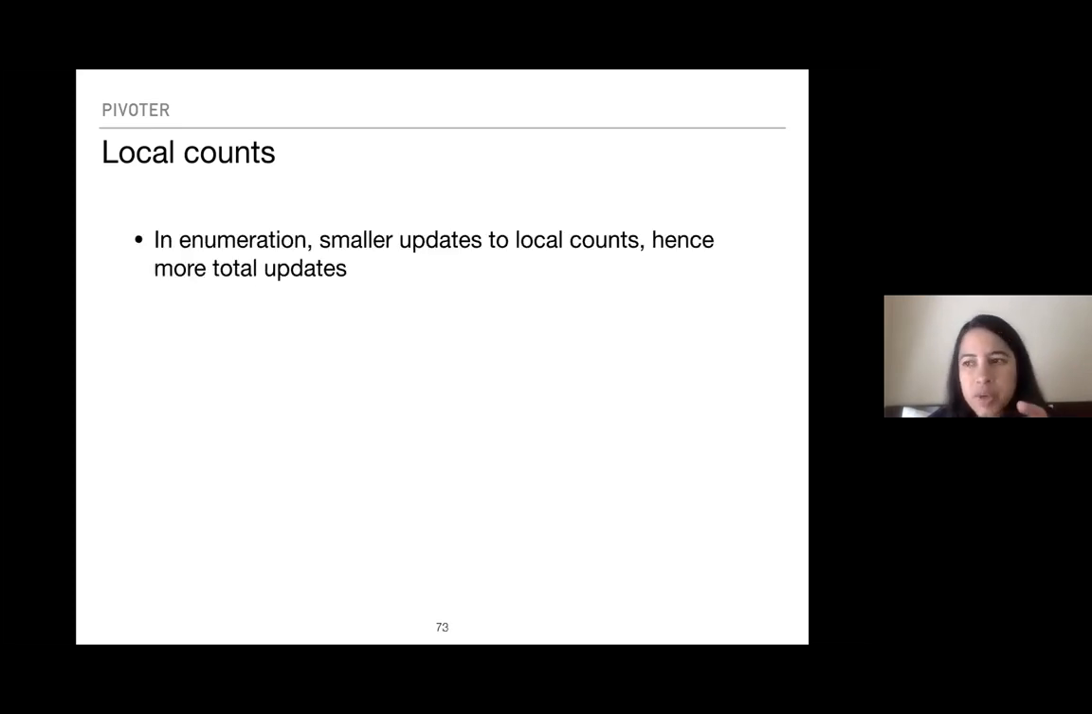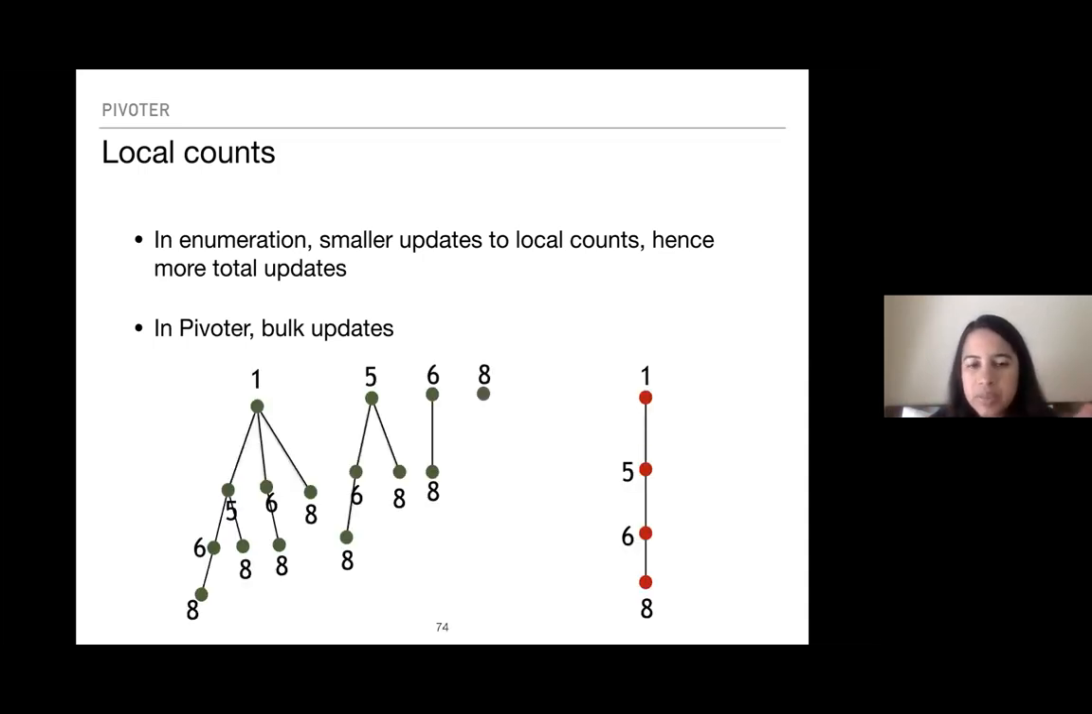And another problem with enumeration is that because enumeration is discovering every clique one at a time, every time we discover a clique, we would be updating these counts of local cliques. Whereas in the case of Pivoter, because we are discovering multiple cliques at once, we can do bulk updates. Which means that the number of updates that happen are less, and which is why we can finish them within reasonable time.